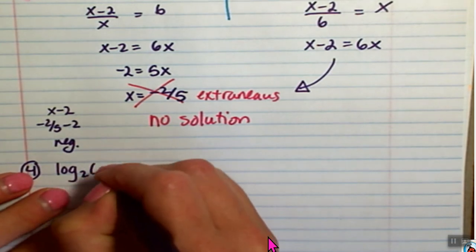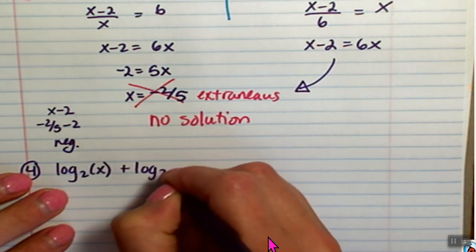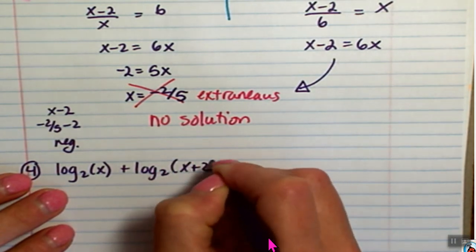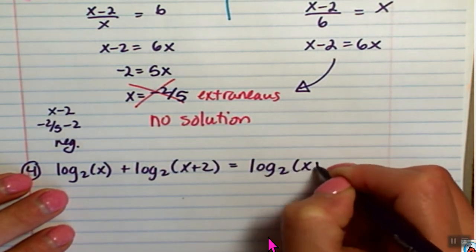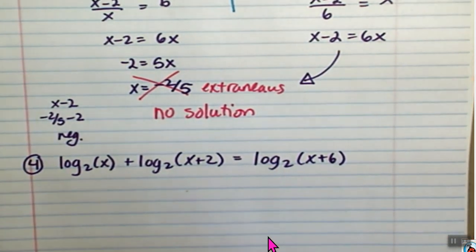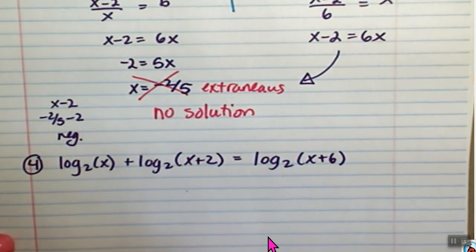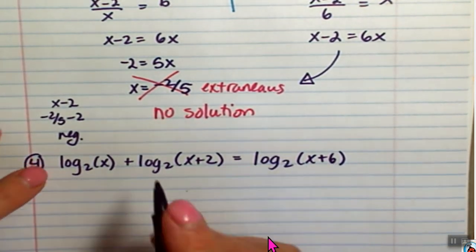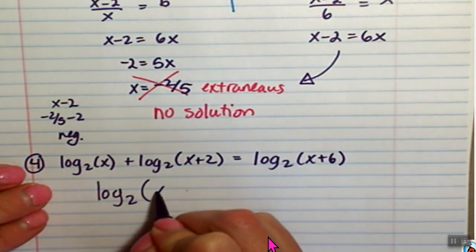Log base 2 of x plus log base 2 of x plus 2 equals log base 2 of x plus 6. Okay, so I have 1, 2, 3 logs. So what I would like to try and do is use my properties to condense the left side into one log.